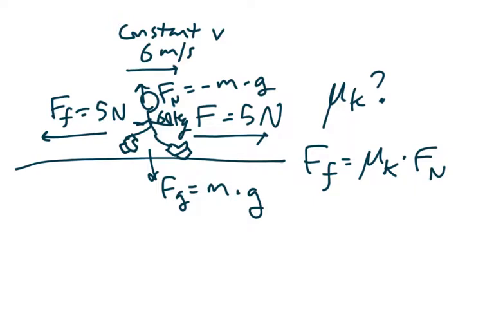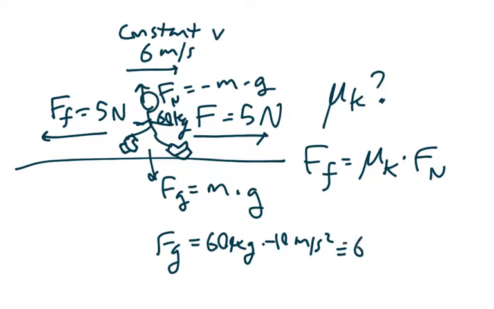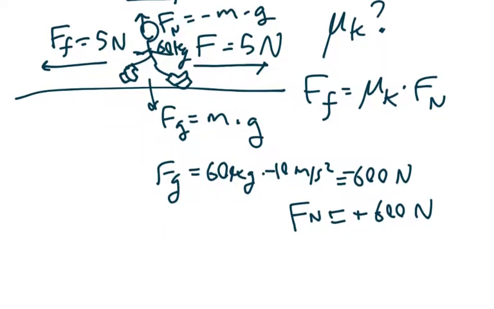Well, the magnitude of the normal force is the mass times the acceleration due to gravity. So in this case, 60 kilograms times 10 meters per second squared. This is going to end up being a gravitational force of negative 600 newtons. So then the normal force must be positive 600 newtons. That's going to be plugged into our equation here.